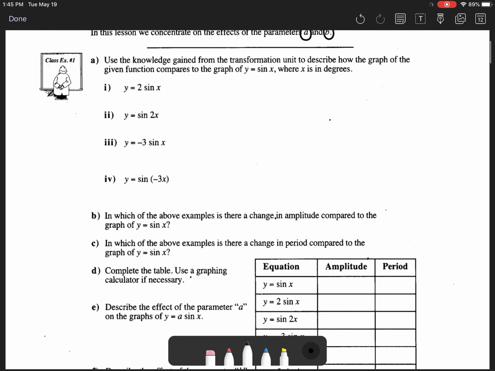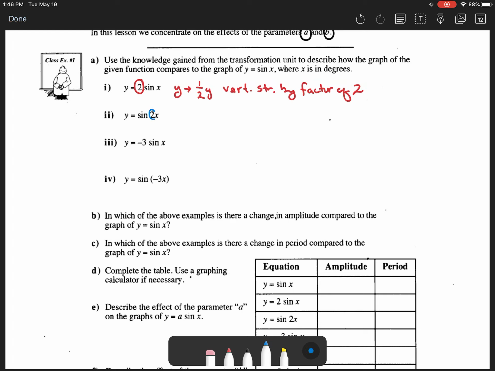It says, use the knowledge gained from the transformations unit to describe how the graph of the given function compares to sine of x, where x is in degrees. So the first thing is in A, I have a 2 in front of sine of x. Remember, how did that 2 get there? Well, in the original function, we would have replaced y with 1/2 of y. That is the replacement that would have occurred. And when that happens, it always results in a vertical stretch by a factor of 2 about the x-axis.